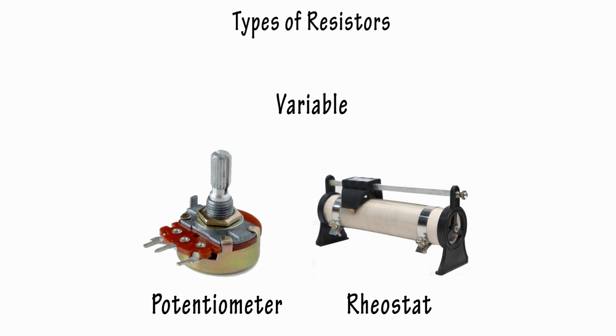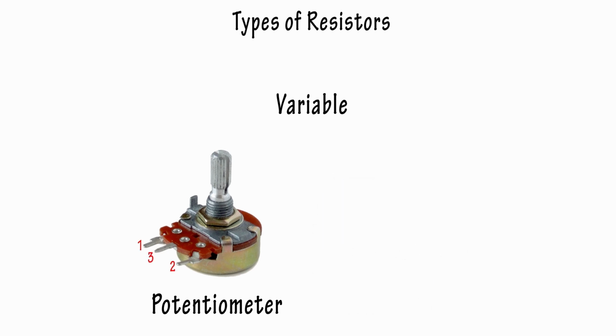In potentiometer, we have three terminals. First and second are end terminals. Third terminal is a movable terminal. The position of the third terminal defines the resistance value of a potentiometer. Mostly it is used to control voltages in the circuit.